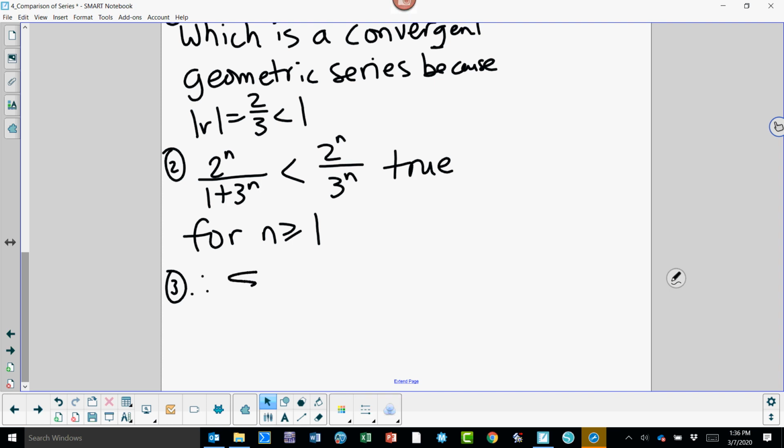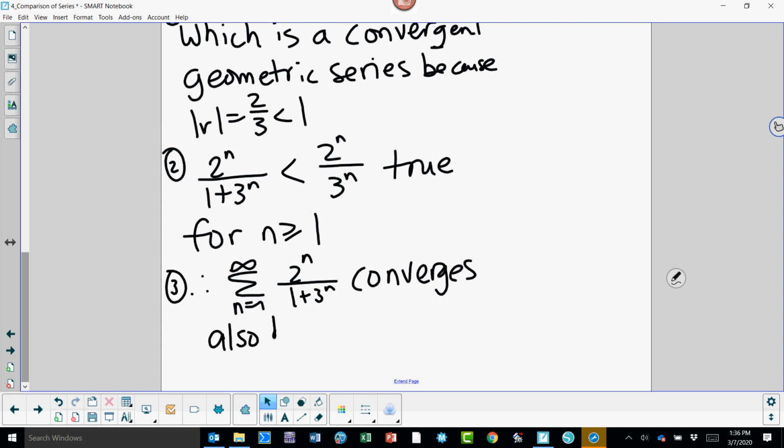So therefore, my original series that I'm trying to prove does the same thing. So that means it converges. So it converges also by direct comparison test.